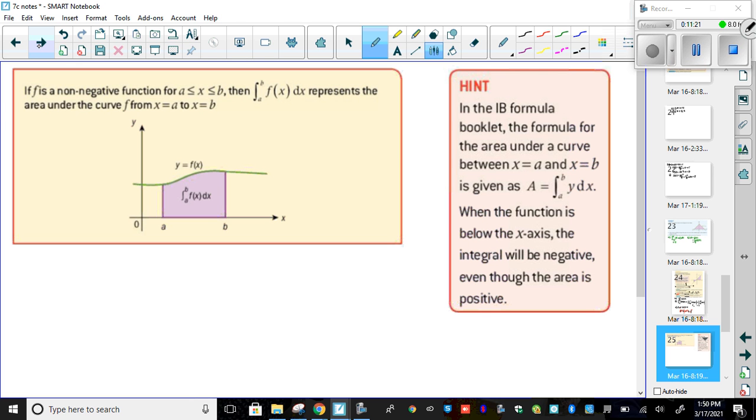I did toss this in here as well. If the function is below the x-axis, the integral will be negative even if the area itself is positive. So just be aware of that when you look at that formula in your packet. The formula for this is not always the most helpful.